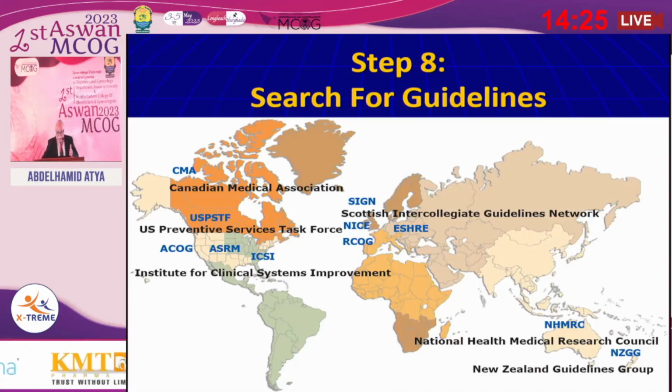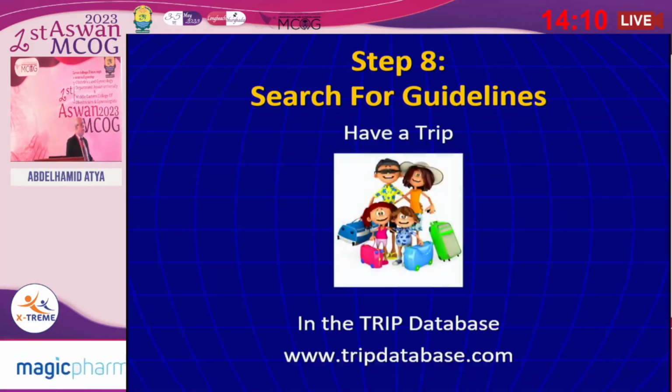In Australia, there is the National Health and Medical Research Council, and in New Zealand, the New Zealand Guidelines Group. Don't bother yourself searching in all of these and in other guideline issuing bodies. Go and have a trip in the TRIP database, www.tripdatabase.com, and write any word you would like to have guidelines for, or any disease, I mean, you would like to have a guideline for.